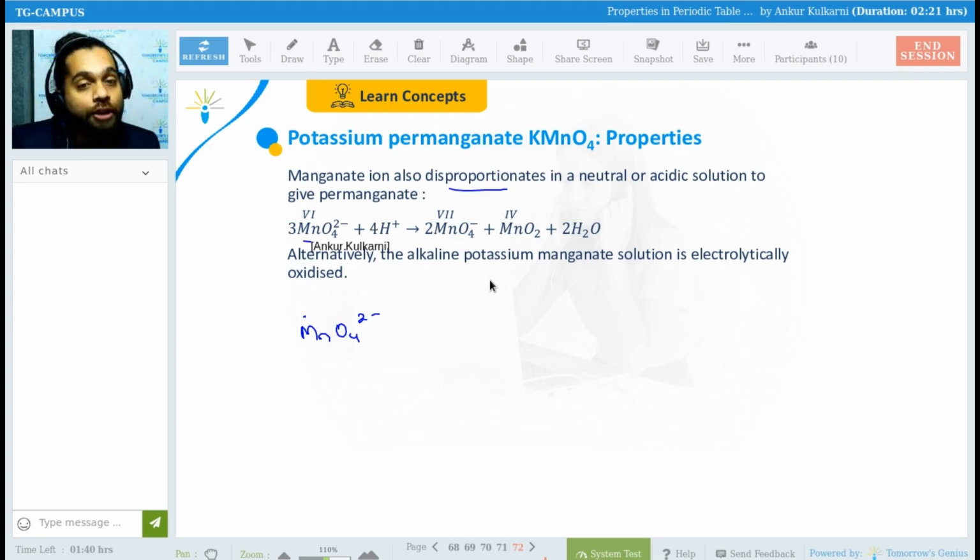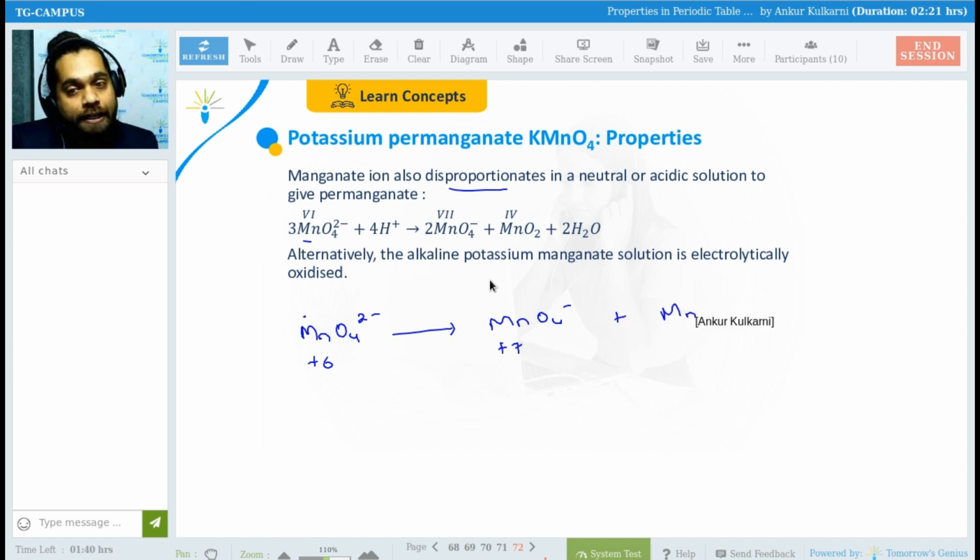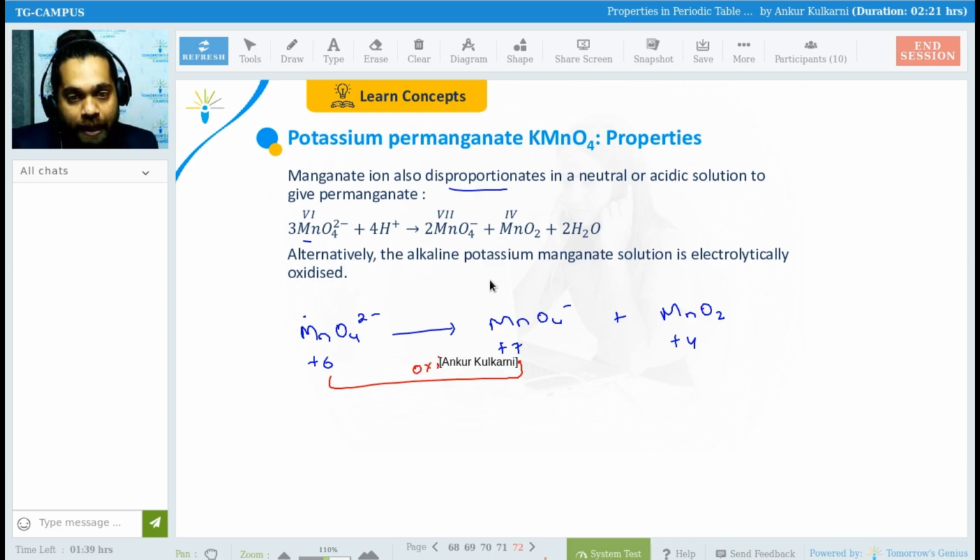Okay, your Mn, look over here. What is the oxidation state over here? Plus 6. It is getting converted into MnO4 minus, that is nothing but plus 7. Then MnO2 you are getting, that is nothing but plus 4. So yes, plus 6 to plus 7. Is it oxidation or reduction? Sarjana, Kevin, is it reduction or oxidation? Plus 6 to plus 7. Yes, correct Anmoldeep, and correct Sarjana, it is oxidation.